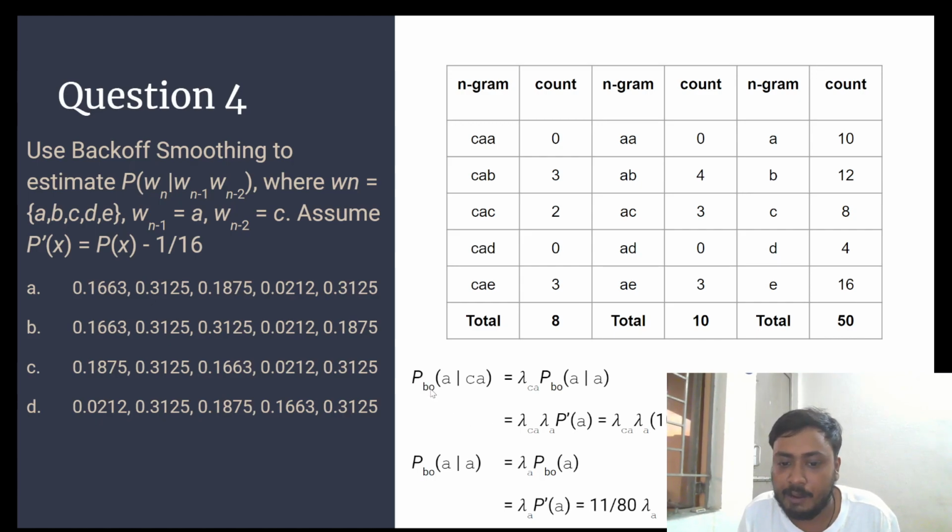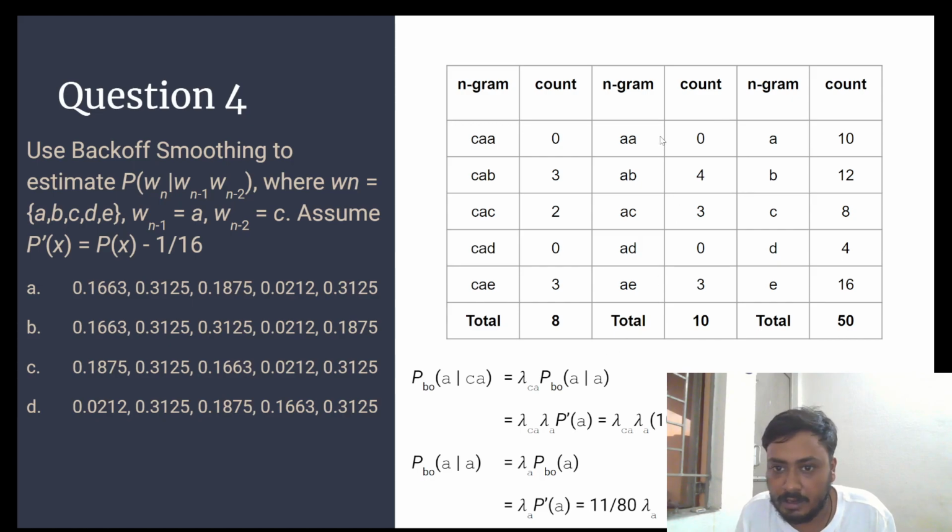So firstly, probability back off of A given CA. Now A given CA is 0, so we need to use the bigram probability. So we give lambda CA. So this lambda is based on this particular bigram. Alright. And then we use the probability back off of the bigram, a given a.